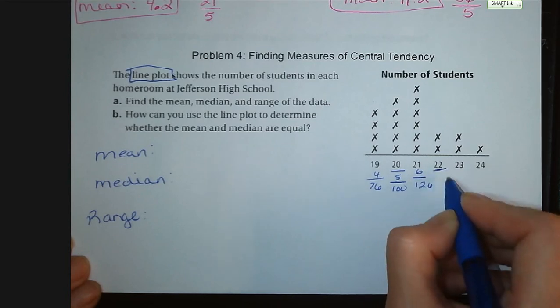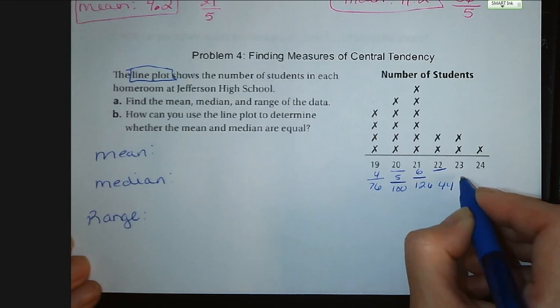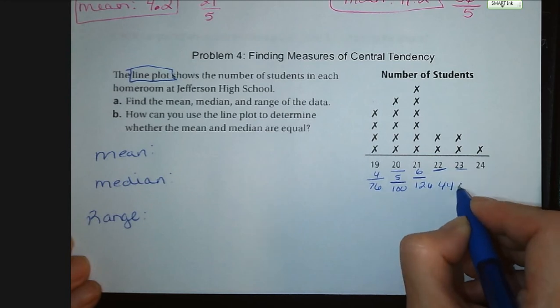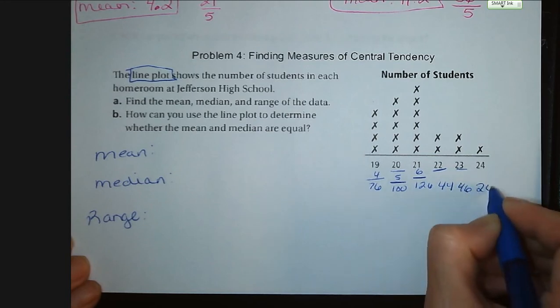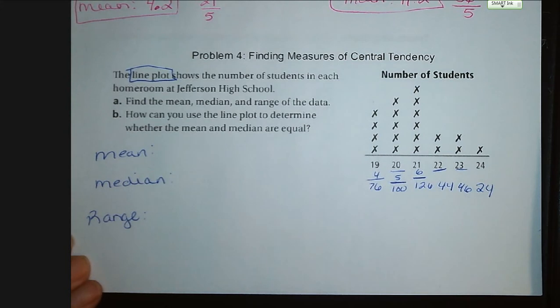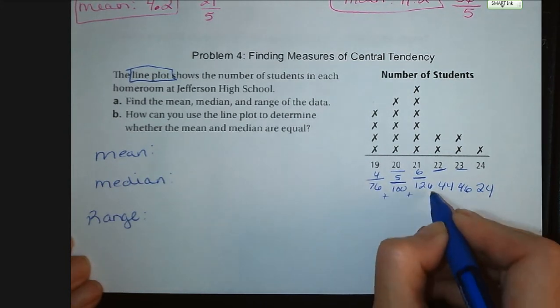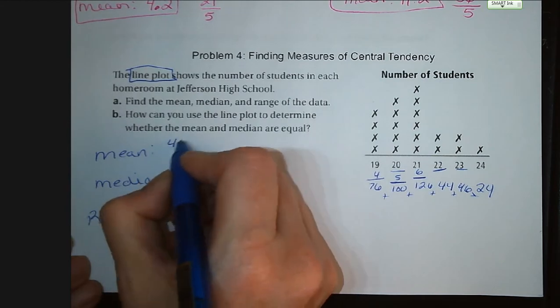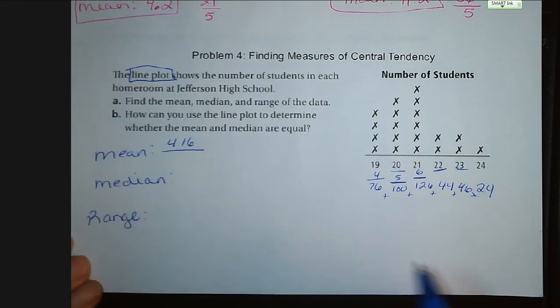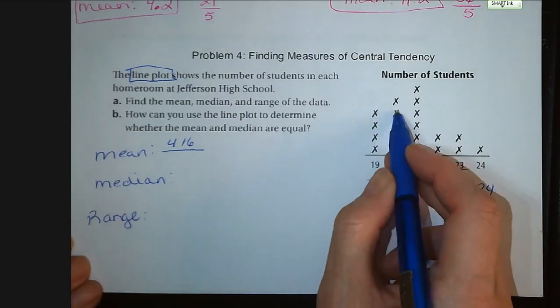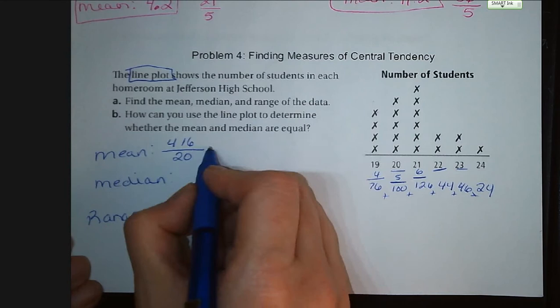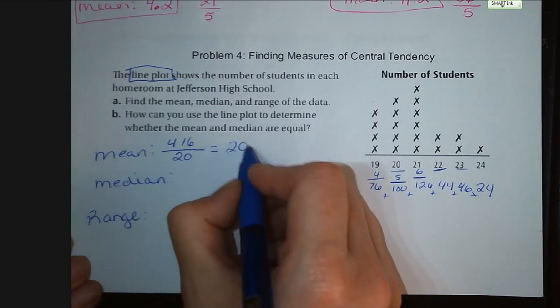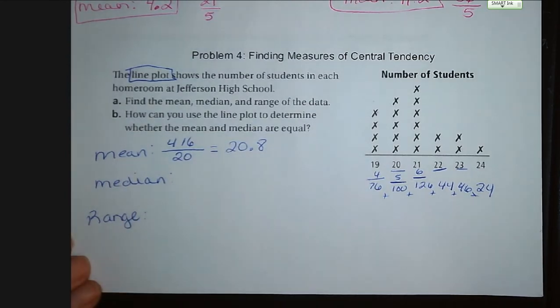22 times 2 is 44. 23 times 2 is 46. And 24 times 1 is 24. So now you can add those numbers up, and it's 416 over a total of 20 data points. So the average would be 20.8 students.